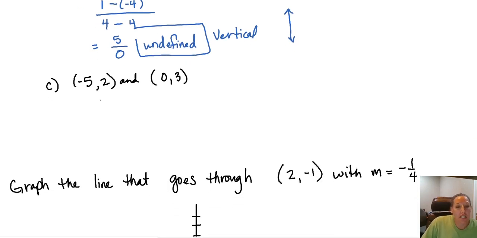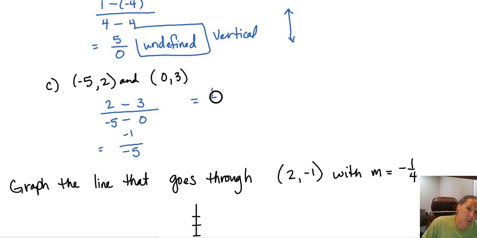And then our last example here, we have the point -5, 2 and the point 0, 3, doing the same thing. Our y value of 2 is going to be over our x value of -5. And then 3 and 0: 3 is our y value, 0 is our x value. When we simplify that, 2 minus 3 is -1, -5 minus 0 is -5. Those negatives cancel, and so we get a slope of 1/5.